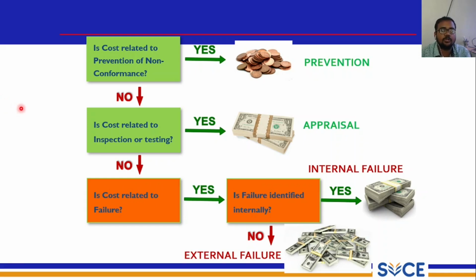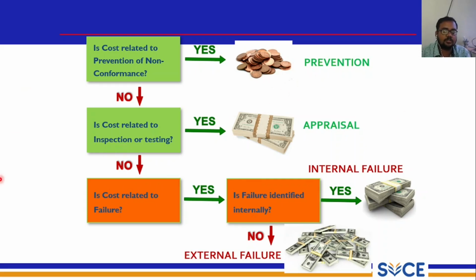So I'll repeat it once again. The cost associated with prevention of non-conformance refers to the costs which are spent to ensure that the product is meeting the required standards. It is about the cost of doing the product or the process right the first time. You call it prevention cost. And if the cost is associated with testing or inspection which is done to ensure that the quality is meeting the required standard, you call it appraisal cost.